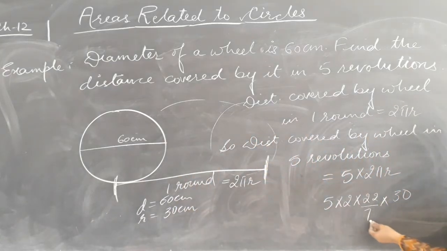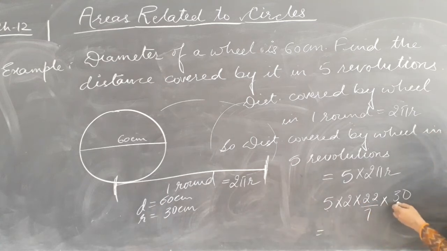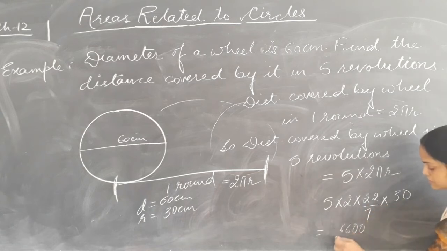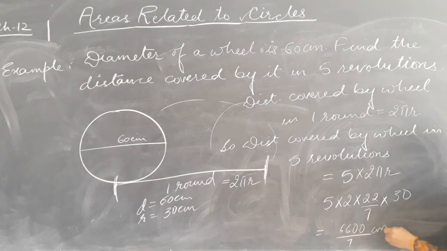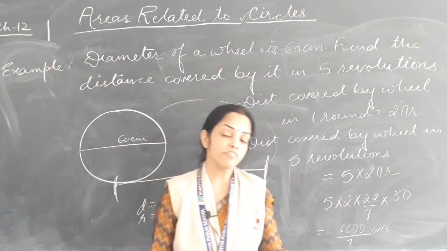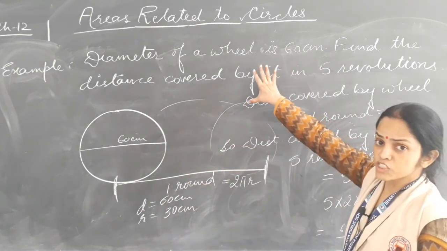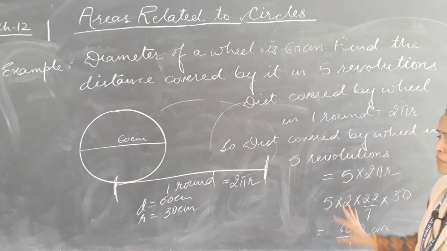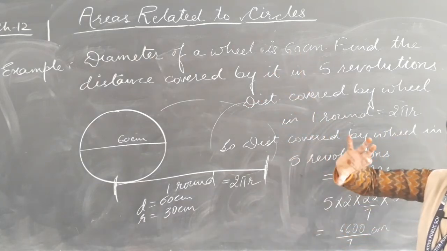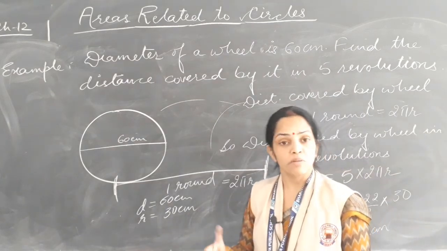Now solve it. We cannot cancel by 7, so directly multiply. 5 2s are 10. 10 into 30, 300. 300 into 22, 6600 upon 7 centimeter. You can convert it into decimal. So this distance is covered by wheel in revolving 5 times. Okay. So if questions are similar to this type, you have to follow the same pattern only. Distance covered by that wheel in one round is equal to 2 pi r. So distance covered by wheel in 10 rounds, multiply by 10.